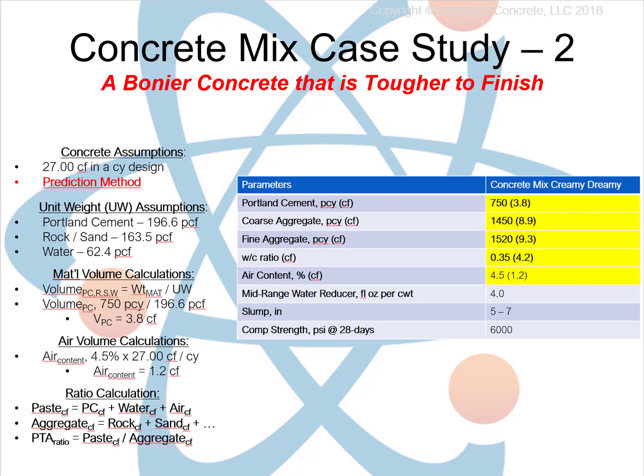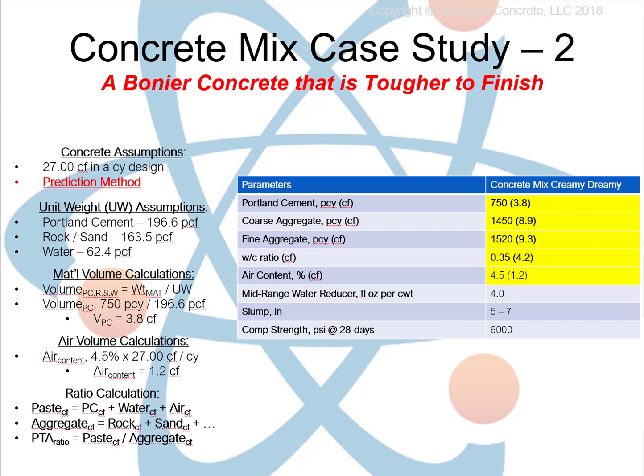I want you to look at and understand the math behind how we can see this bonier mix on paper. And to do that, I need you to work with something called the paste to aggregate ratio.